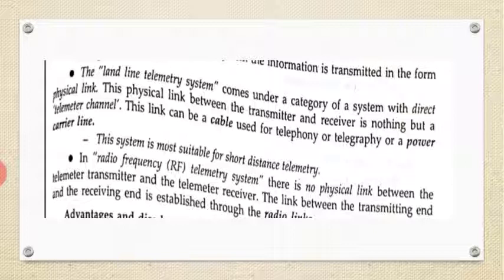Now the next one is the radio frequency, RF, telemetry system. There is no physical link between the telemetry transmitter and the telemetry receiver; no physical link or wire or cable is available. The link between the transmitting end and the receiving end is established through a radio link. So in the landline telemetry system the physical link is present, whereas in the radio frequency telemetry system no physical link is present.